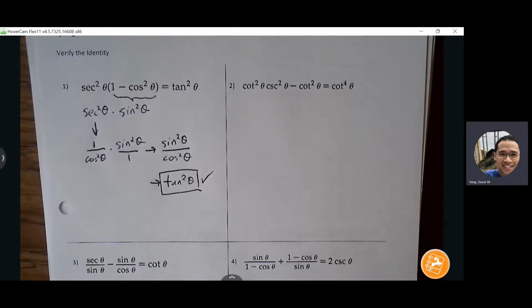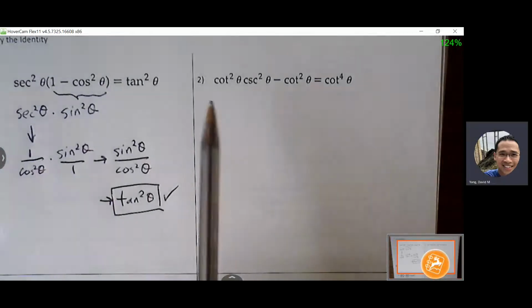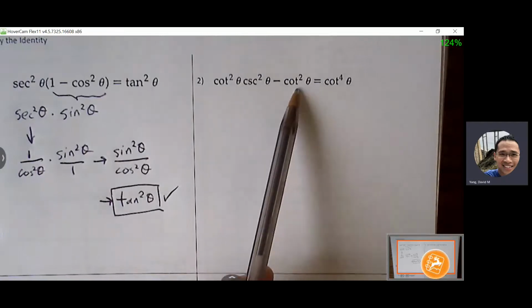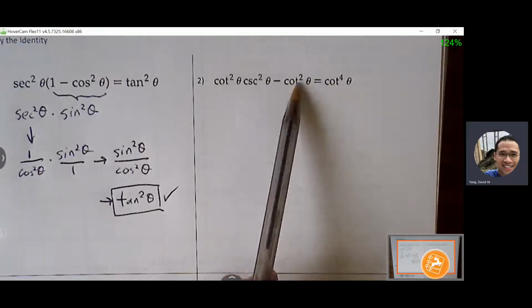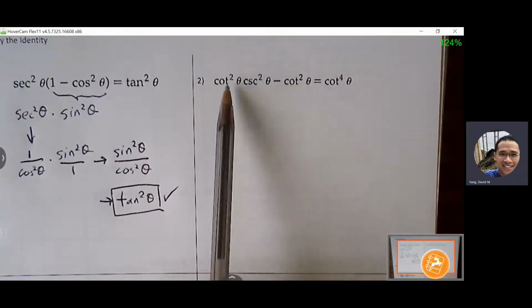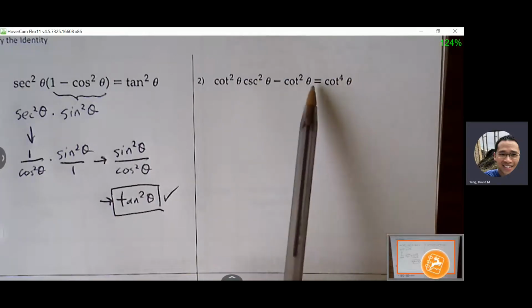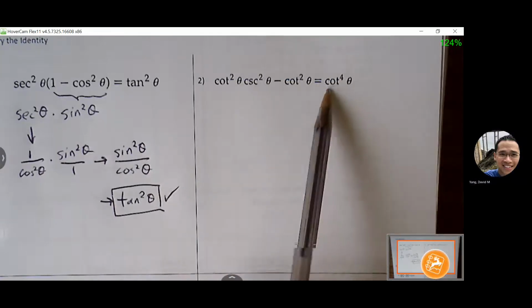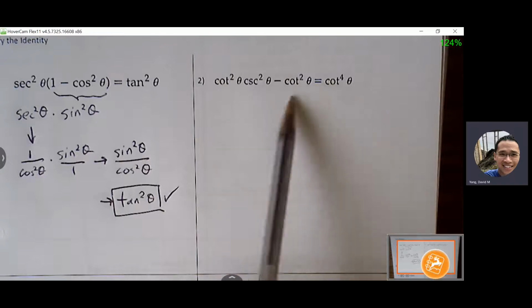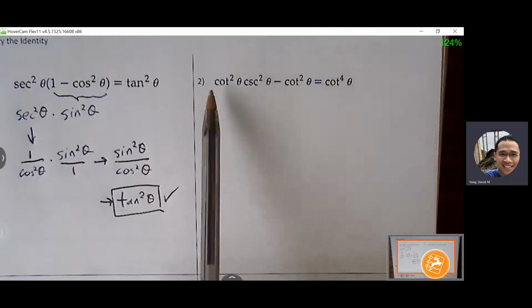Okay, questions with 1. Okay, number 2. Cotangent squared times cosecant squared minus cotangent squared equals cotangent to the 4th. We're looking at this side. Maybe you're thinking, oh, maybe I convert everything in terms of sine and cosine. Now, I'm always looking at the right side to give me a hint as to how I should start my problem. I'm thinking maybe I just leave it in terms of cotangent because I already have cotangent. So it looks like I don't really have to convert everything to be in terms of sine and cosine.